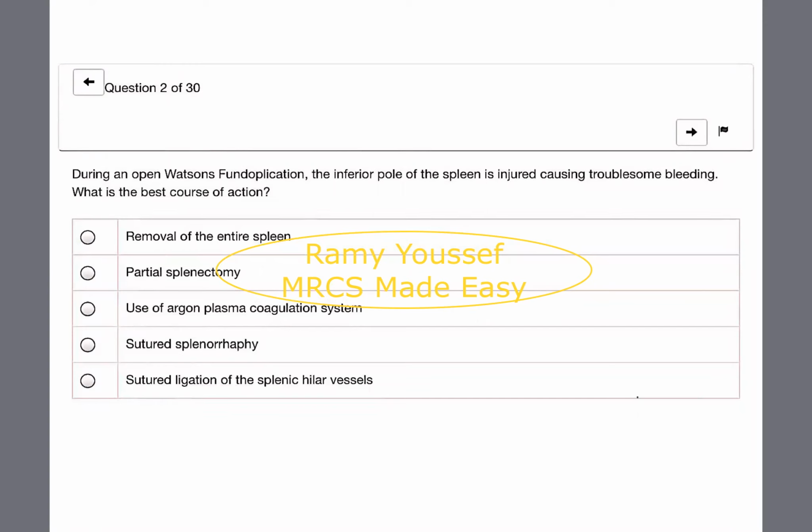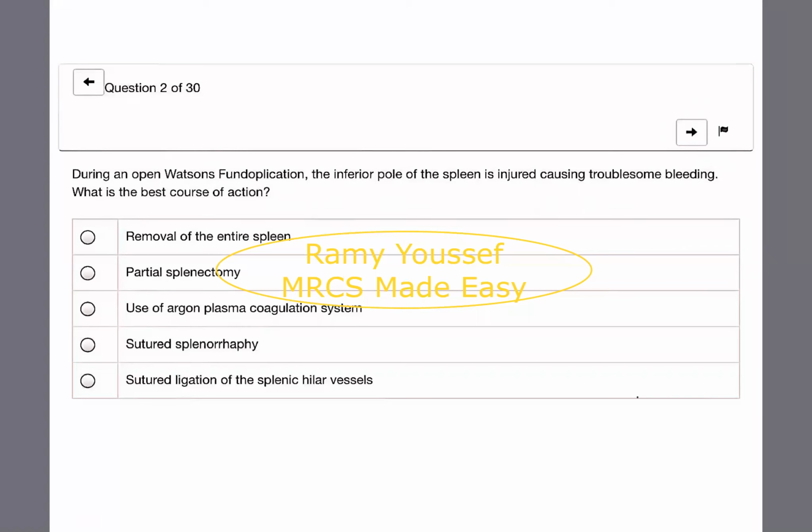During an open Watson fundoplication, the inferior wall of the spleen is injured, causing troublesome bleeding. What is the best course of action? Removal of the entire spleen, partial splenectomy, use of argon plasma coagulation system, suture splenorrhaphy, or suture ligation of the splenic hilar vessel? Actually, I don't have any idea about this question. Will you remove the whole spleen?